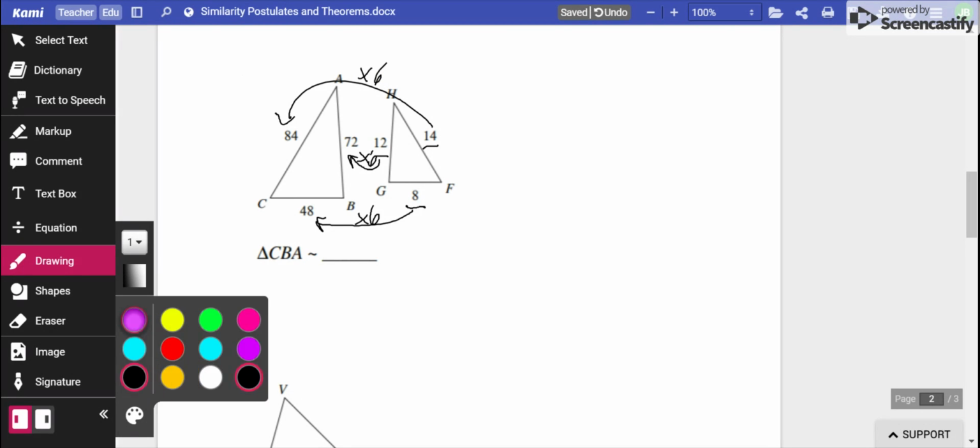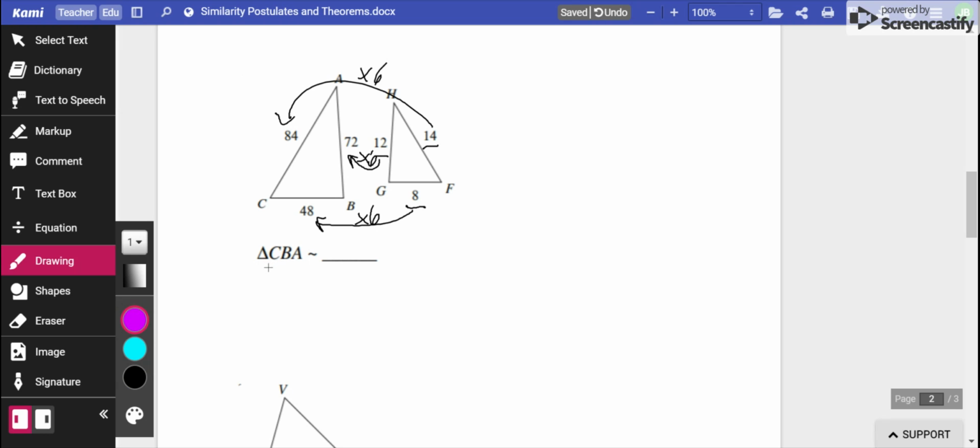The catch here, though, is that you got to make sure that you do it in the right order whenever you write the triangle. Since this goes CBA, I got to make sure that I start with this angle. What's the corresponding angle over here? F.